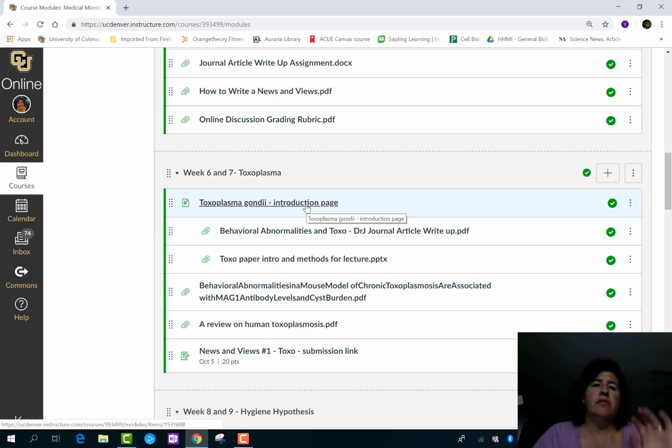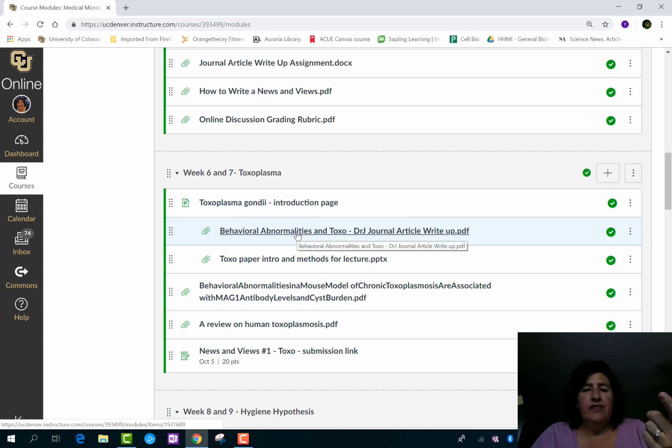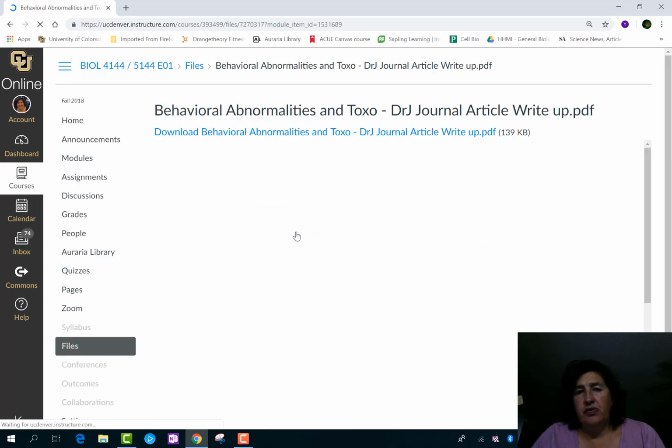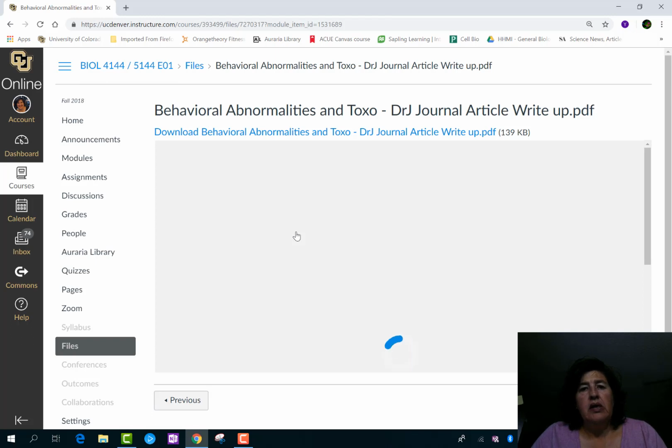Toxo. So the introduction page is what you're going to see on the home page. And what I have done for you is I have given you an example of a journal article write-up for this paper. So you do not have to do a journal article write-up, which are normally due on Tuesdays, for Toxo. I have done it for you to hopefully help you understand what I'm looking for.